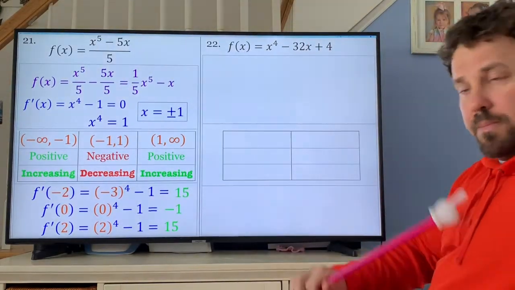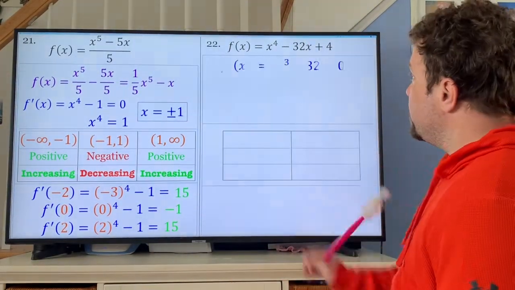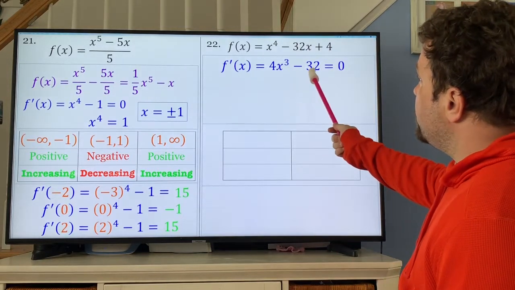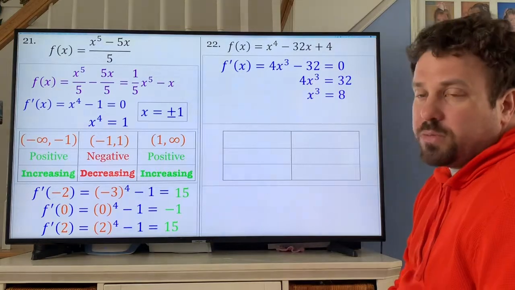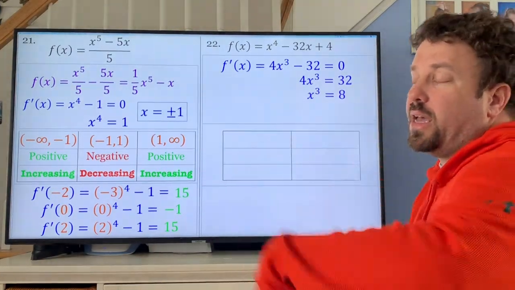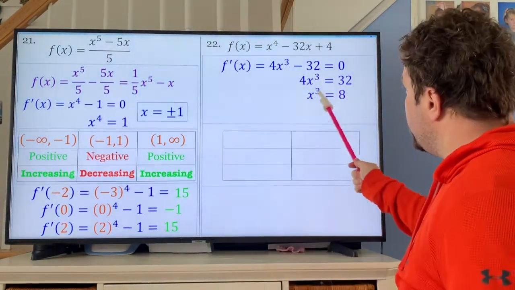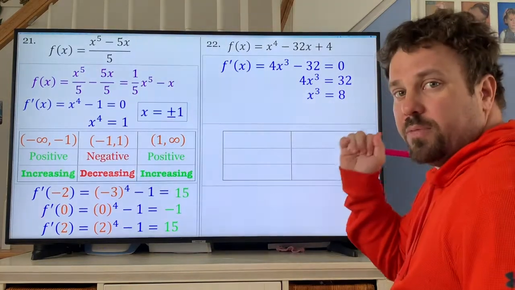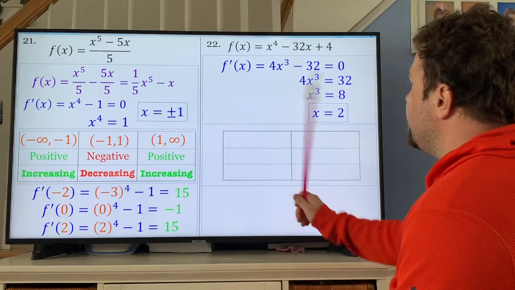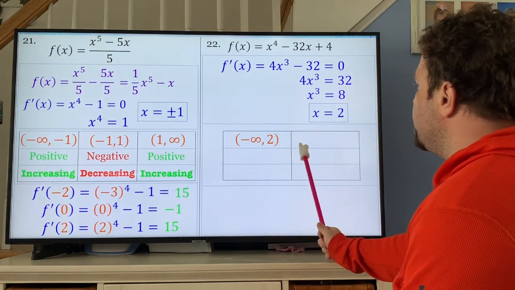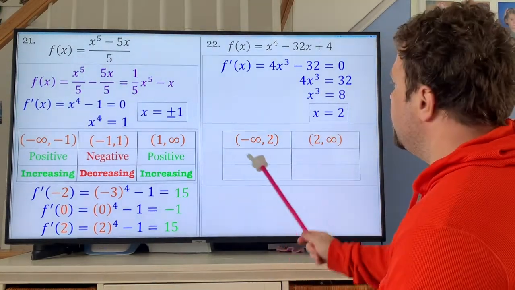All right, 22 should already be done. Differentiate it: 4x cubed minus 32 equals 0. Add 32 to both sides and divide by 4. x cubed equals 8. Because it's an odd exponent, you're only going to have one answer. What number times itself three times is 8? That would be 2. So you only have one critical number: the intervals are from negative infinity to 2, and from 2 to infinity.